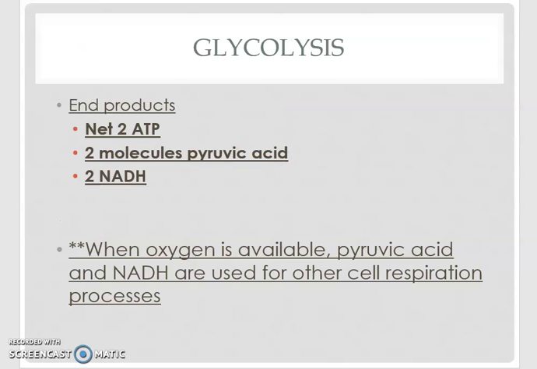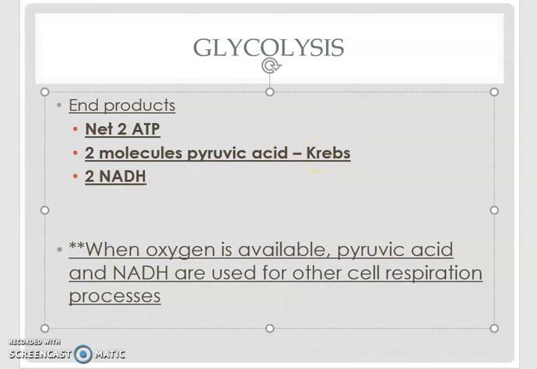Of the things that are produced in glycolysis, we end up with 2 ATP. Those are going to be used for cell processes. And then we have 2 molecules of pyruvic acid, and these will move into the Krebs cycle. And then we have 2 NADH, which will go to the electron transport chain.